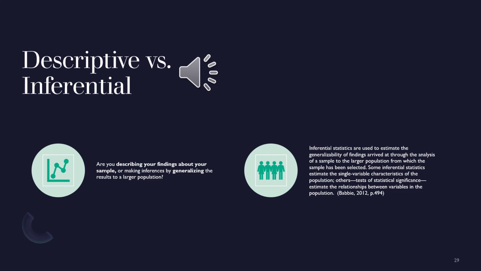Some inferential statistics estimate the single variable characteristics of the population. Others, tests of statistical significance, estimate the relationships between variables in the population itself. For example, looking at figure 16.4 from Babbie 2012, what we have is a representative sample of women and men and people who favor equality and people who oppose equality.